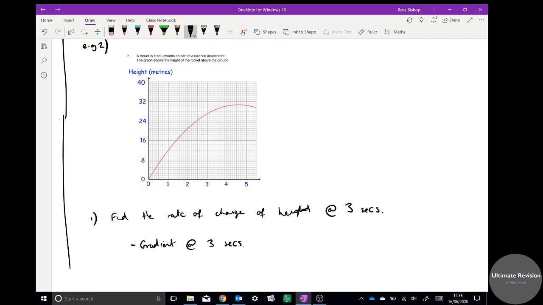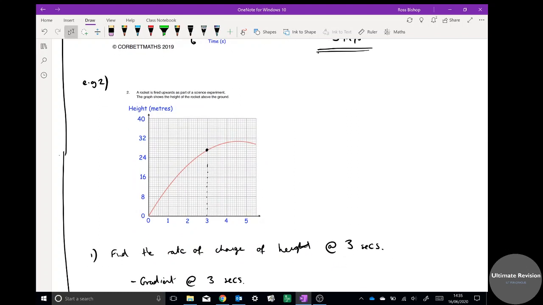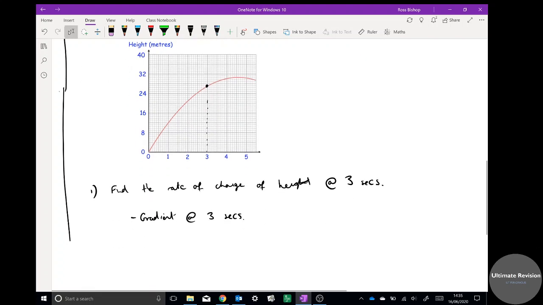Now the problem here at 3 seconds, if I go up here, where do I draw a triangle? Because it's sort of a curve. Unlike the previous question, where it's very easy to draw a triangle anywhere because it's a straight line, here it's a bit more tricky. So what I need to do is draw what I call a tangent at 3 seconds.